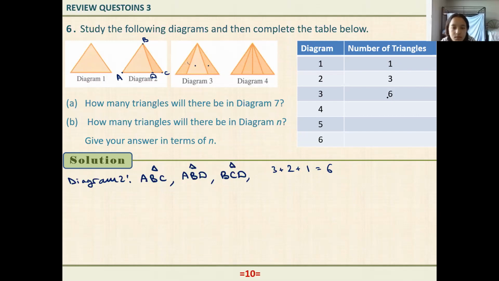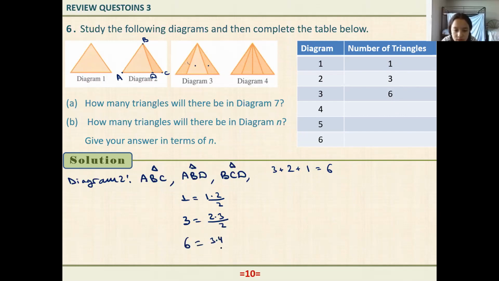If you notice here, what will be the next number? We are familiar with these numbers. If you remember, what is 1? It is 1 times 2 over 2. And how about 3? It is 2 times 3 over 2. And how about 6?